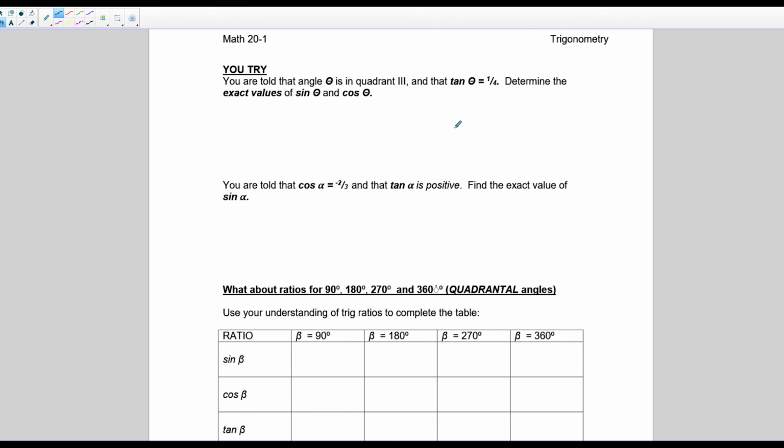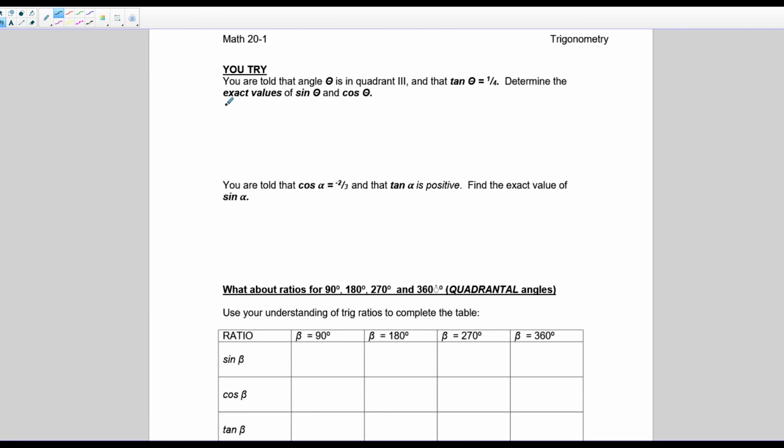So in these next two examples, we're given some of the ratios and where the angle is going to be, but we need to actually figure out what the side lengths are depending on the information that we're given. So here we have an angle in quadrant 3 and tan of theta is 1 over 4.